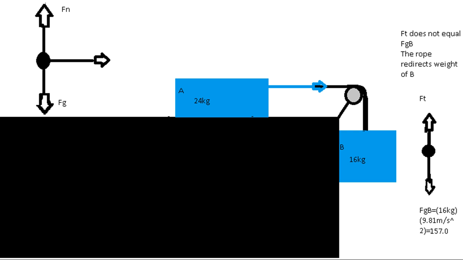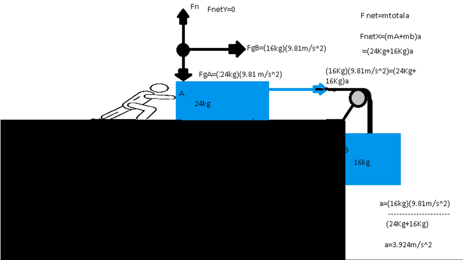Now we see that the force of gravity from box B is providing the force to move box A. We could forget all about the pulley system and just pretend that the box is being pushed with the same 157 newtons of force. The next step is to apply Newton's second law. The net force is equal to the total mass of the system times its acceleration.